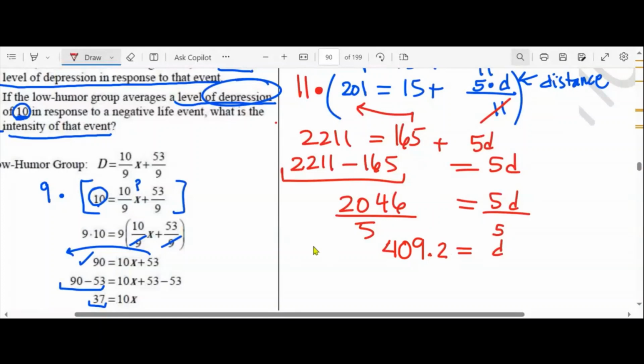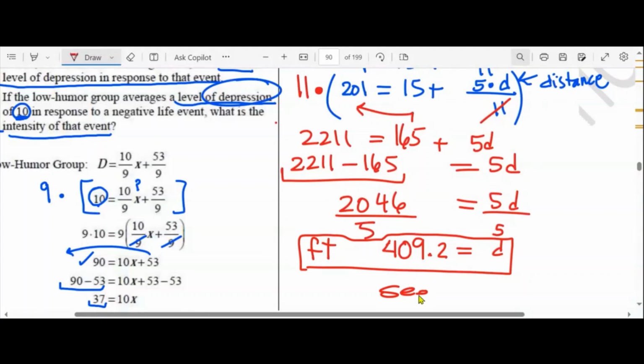Is that feet or meters? Feet, right? That's the depth, meaning under the sea level, right? Under sea level. Is this clear?